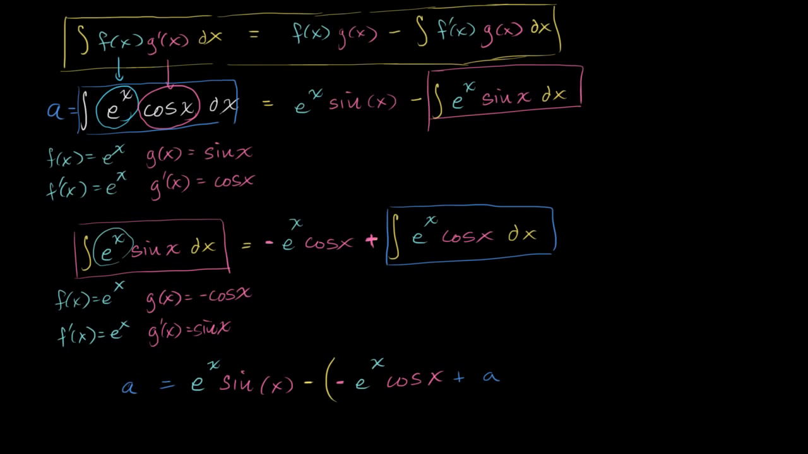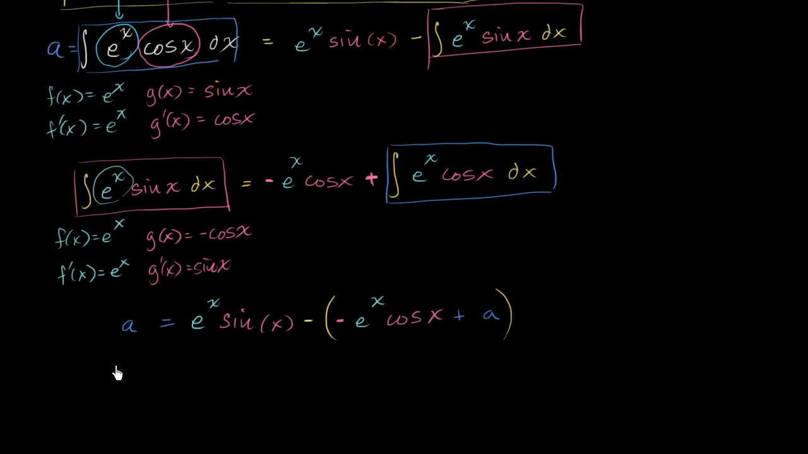And now let's see if we could solve for a, because a is what we cared about. So let's see what we can do. A is equal to e to the x sine of x, and then distribute the negative. So it's going to be plus e to the x cosine of x, and then minus a. I'll do the a in blue, minus a. I just distributed this negative sign. Now, if we want to solve for a, we could just add a to both sides to get all the a's on the left-hand side.